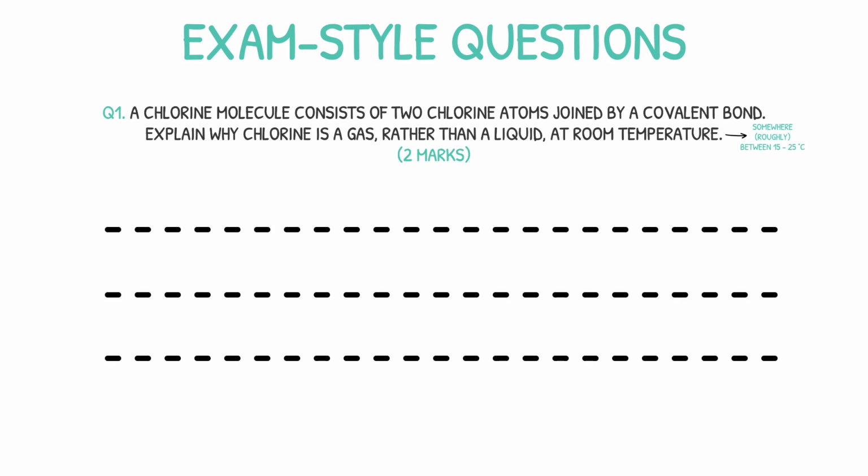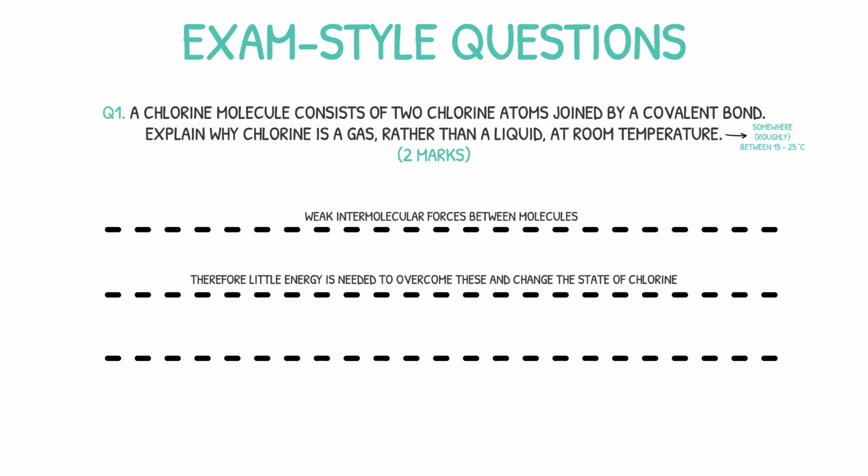We know that chlorine is a simple molecular compound, meaning that the molecules within it are joined together by very weak intermolecular forces. Very little energy is needed to overcome these weak forces and change the state of chlorine. Therefore, the temperature at which the substance changes state is very low. Your first mark is awarded for stating that there are weak intermolecular forces between the chlorine molecules, and your second mark is awarded for stating that little energy is needed to overcome these.